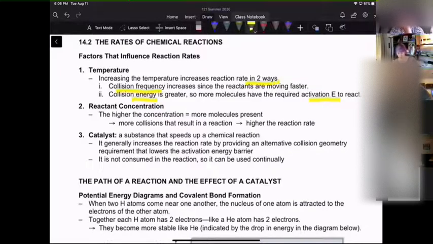All right, concentration. The more molecules are in there, the more crowded it is, the more collisions they're going to have. So if there are more collisions, more of them are likely to meet the criteria for reaction. That typically will increase the rate. That's what we're going to be looking at in the lab next week.